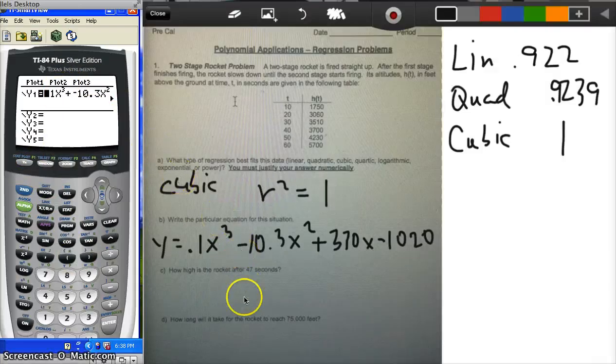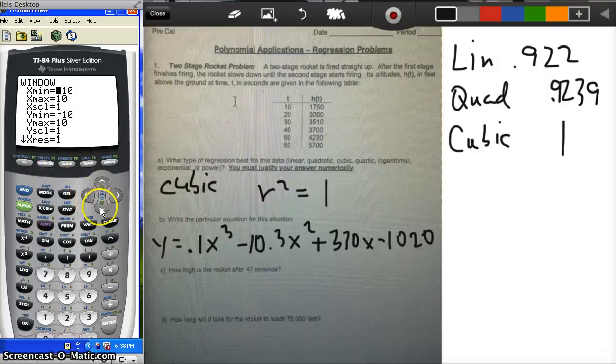Okay, now they asked me a question, how high is the rocket after 47 seconds? So I go to my window, and I know that my x value needs to be bigger than 47 seconds. So I can say 60 seconds. So my x max is 60 seconds. My y max, I look at my table, my biggest y value is 5700. So I will make my y max say 8000. Doesn't matter what the y min is. We know that if it's a rocket, it has to hit the ground. That's when the y min is 0.